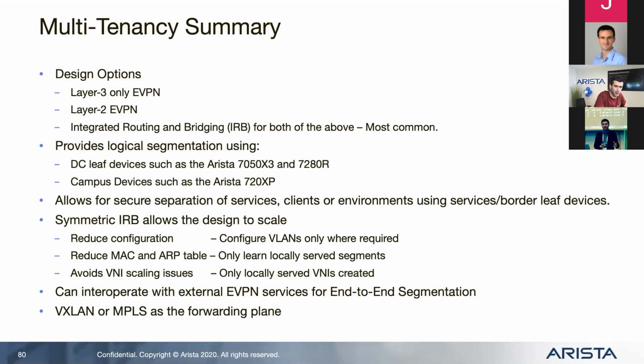But of course, this is all local to a data center or local to a campus. How do we provide this segmentation end to end using EVPN? That's where we start to talk about data center interconnect. We start to talk about the WAN, and maybe where we would like to use MPLS as the forwarding plane between these. And I'll start to talk about this in a second.